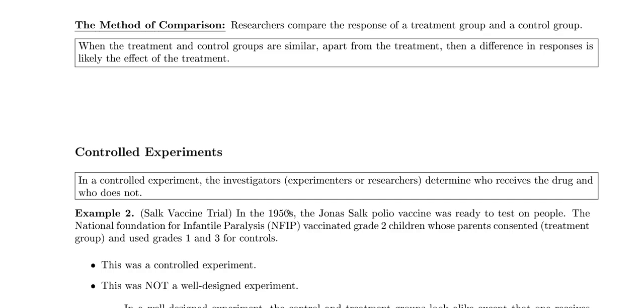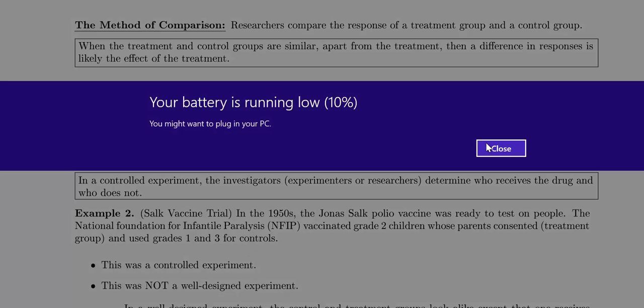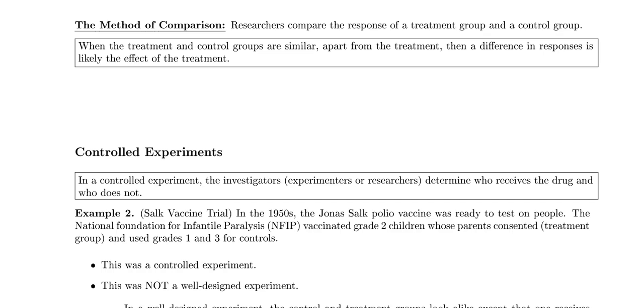So for example 2, again, we're ready to test the polio vaccine on people. They vaccinated grade 2 children whose parents consented. Now, the people that were vaccinated, we call that the treatment group. And then they used grades 1 and 3 for controls. Controls meaning the people that were not vaccinated. So the controls are the people that don't get the treatment.